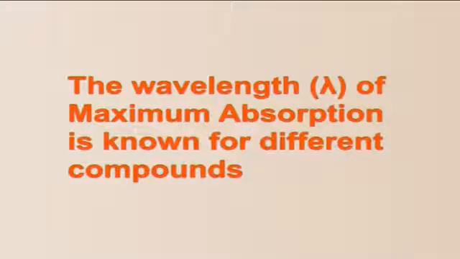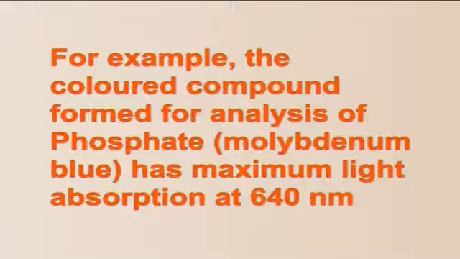Absorption spectroscopic methods of analysis are based upon the fact that compounds absorb light radiation of a specific wavelength. In spectrophotometric analysis, the amount of light radiation absorbed by the sample is measured. The light absorption is directly related to the concentration of the colored compound in the sample. The wavelength lambda of maximum absorption is known for different compounds. For example, the colored compound formed for analysis of phosphate, molybdenum blue, has a maximum light absorption at 640 nanometer.